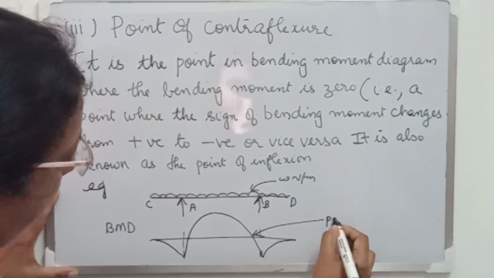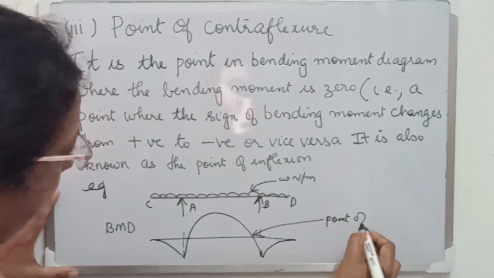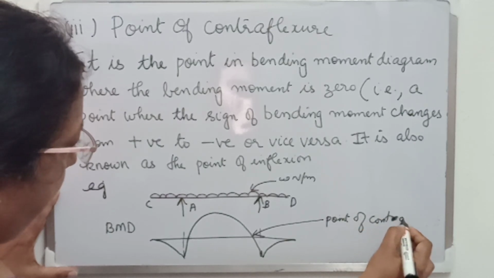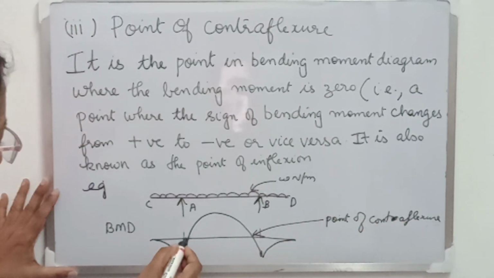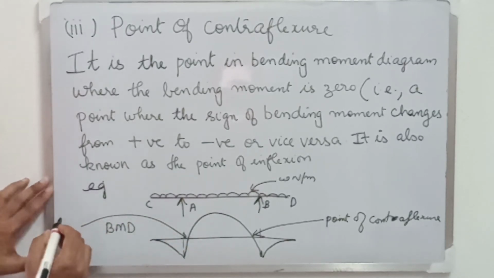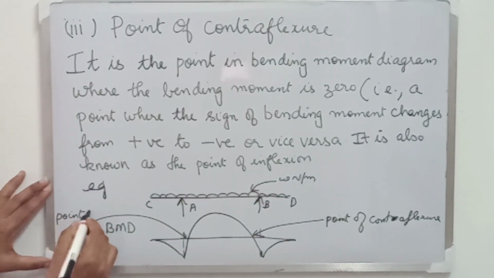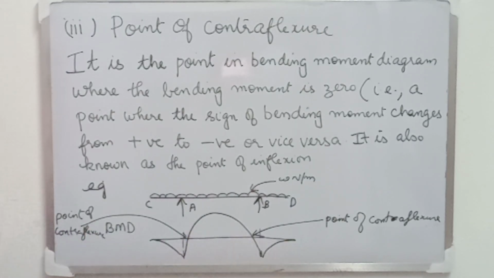So you can see here there are 2 points where bending moment is 0. This is the first point. This point is called the point of contraflexure. There is one more point where bending moment is 0. That is also a point of contraflexure. If you notice at these 2 points, the bending moment changes its sign. That is, at the left point of contraflexure, the bending moment changes from negative to positive, and at the point of contraflexure at the right side, the bending moment changes from positive to negative.